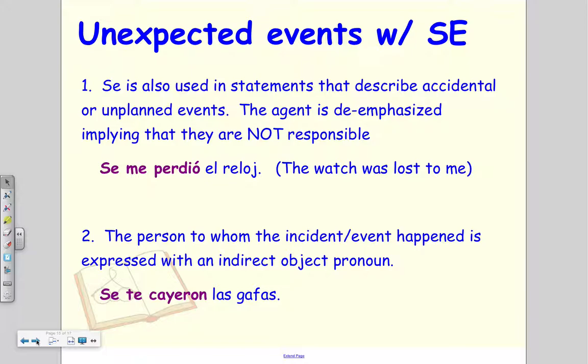Se me rompió el hombro. I didn't break my shoulder. It just happened, okay? Just happened. The me that I keep using is an indirect object pronoun expressing to whom this happened, okay? And here you see it with se te cayeron las gafas. The glasses fell. They just jumped off my face and fell to the ground. Happens all the time. I didn't do it. I didn't drop them. They dropped themselves.